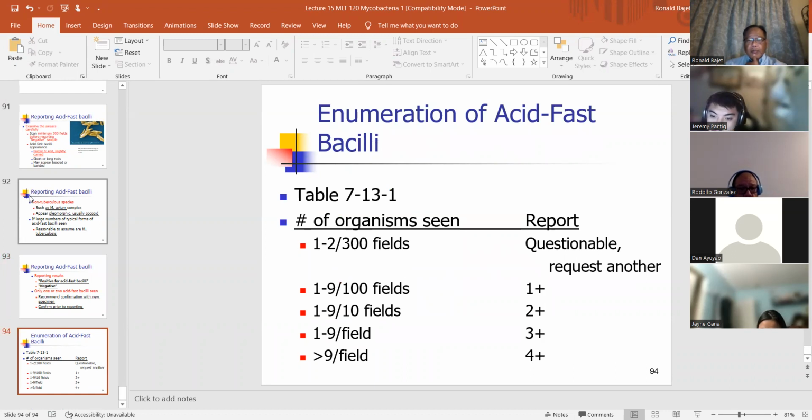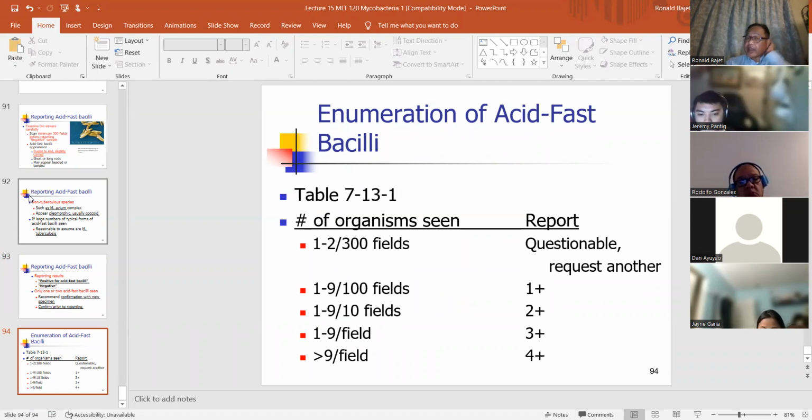And this is the reporting table based on the number of organisms you see per how many fields. So 1 to 2 per 300 fields is questionable. So you have to look at 300 fields. That's the minimum. If you see 1 to 2, that's questionable, request another specimen.